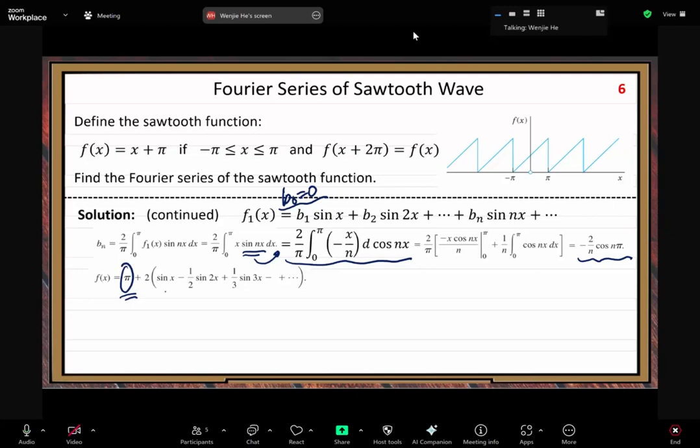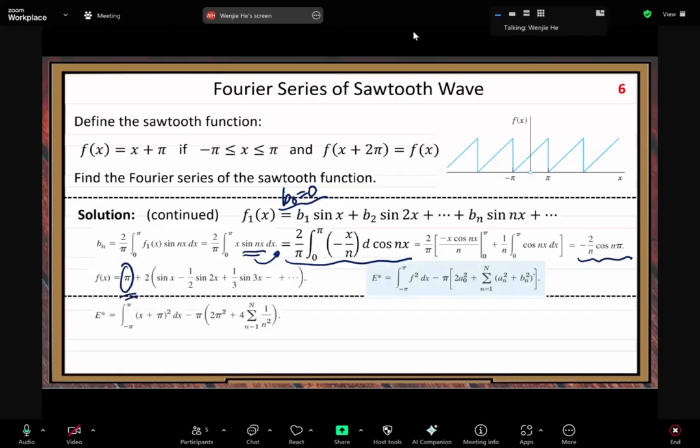Remember Parseval's identity from the Fourier coefficients. The left-hand side is the sum of squares of all the Fourier coefficients, with some constant. Before we apply Parseval's identity, let's calculate the error. Definition E star. So we use the Fourier coefficients to get the error.